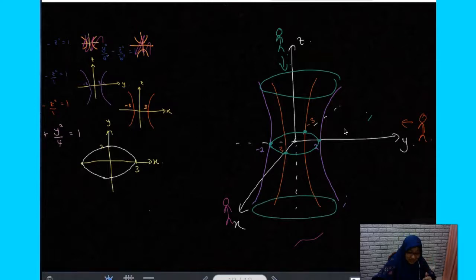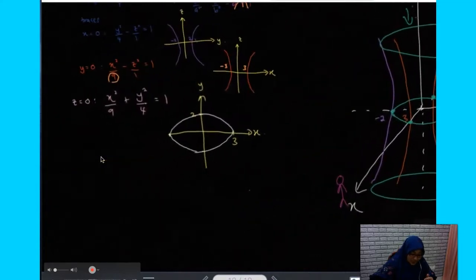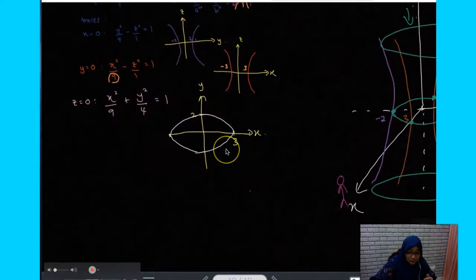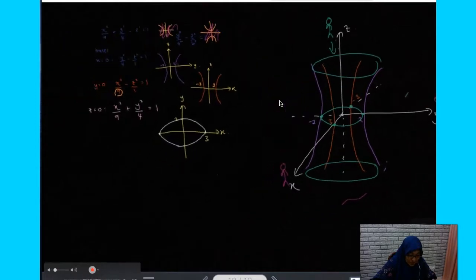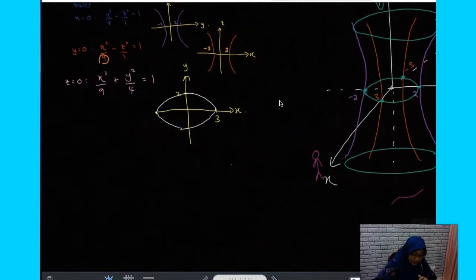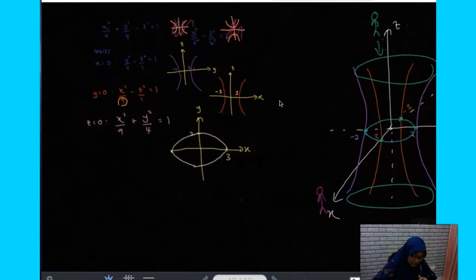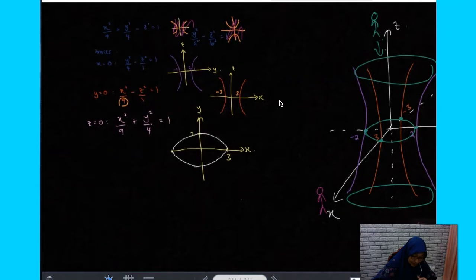Okay, so meaning that how can you know that? Then you have to modify the value of z. So you want to know what is the shape when z is at a specific height. So maybe the simplest value that we can have is just z equal to 1. Okay, so let's say now we set z equal to 1. Okay, z equal to 1.